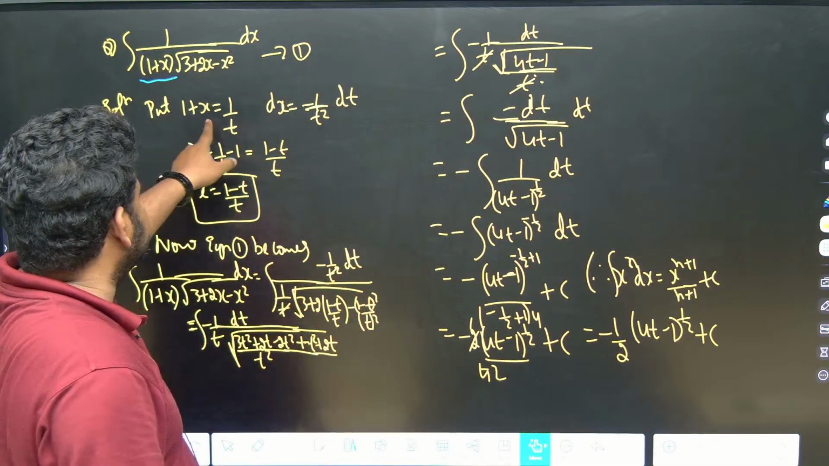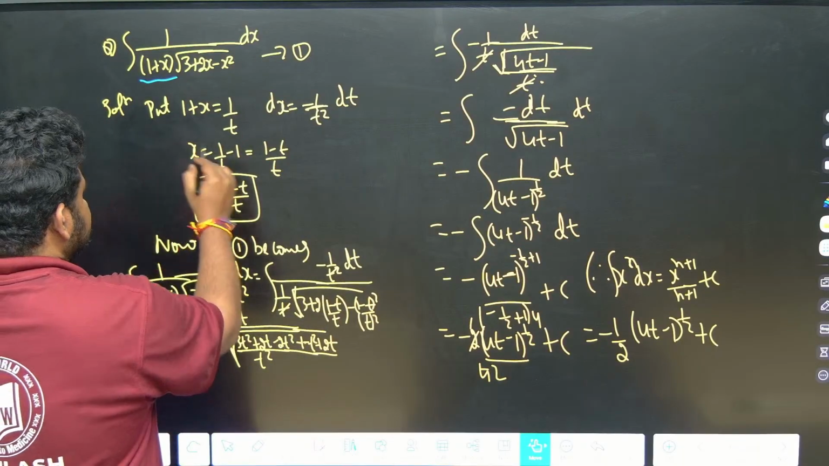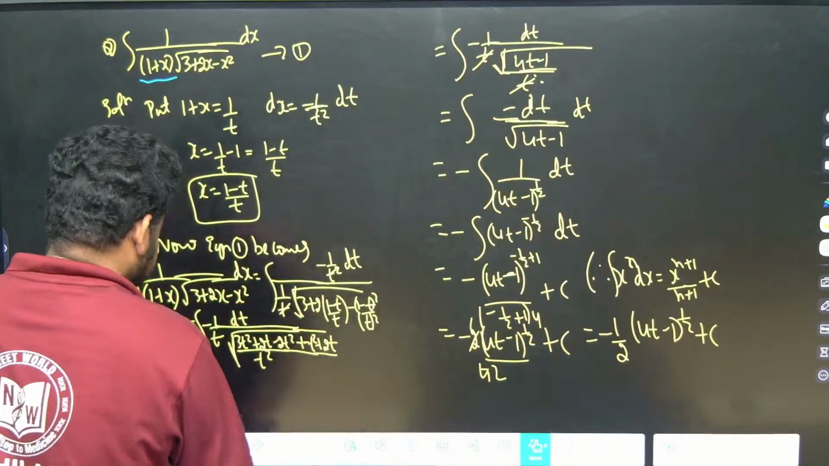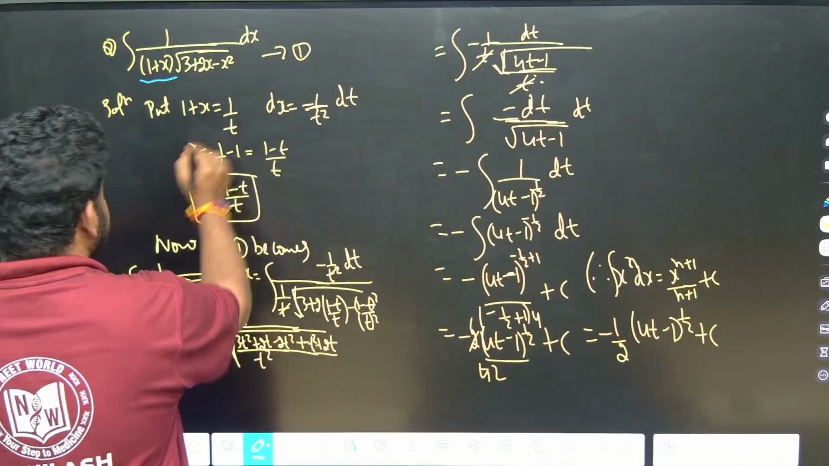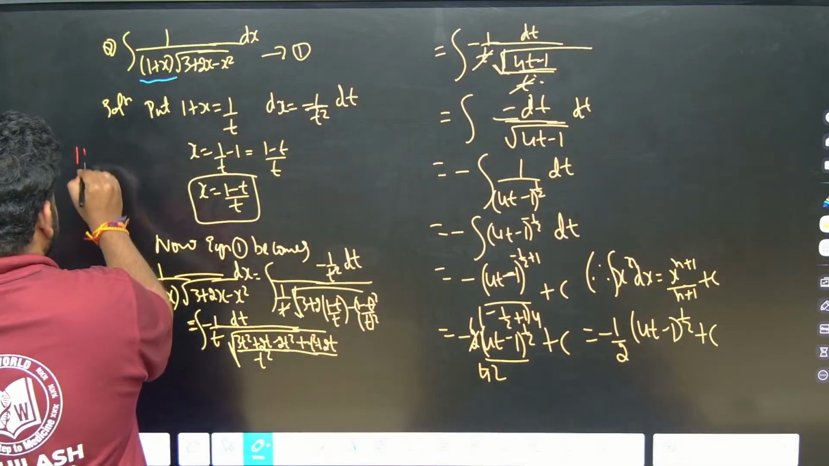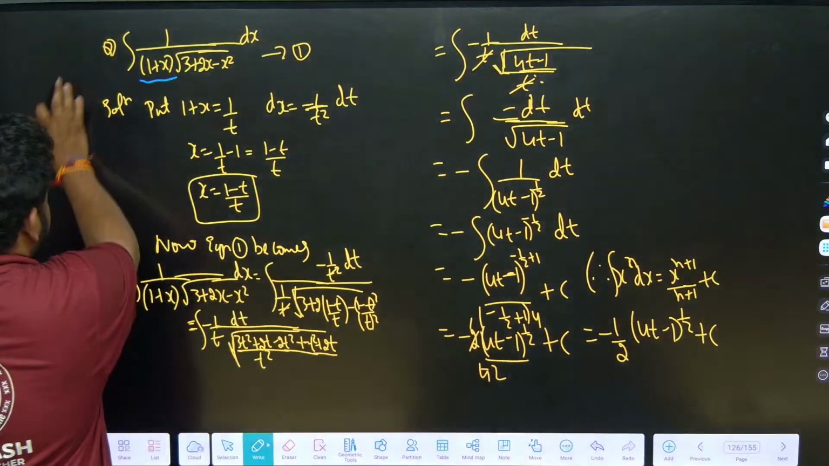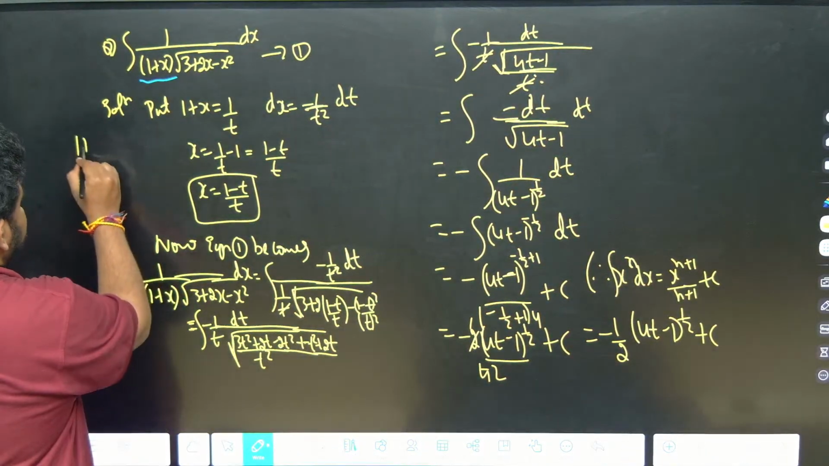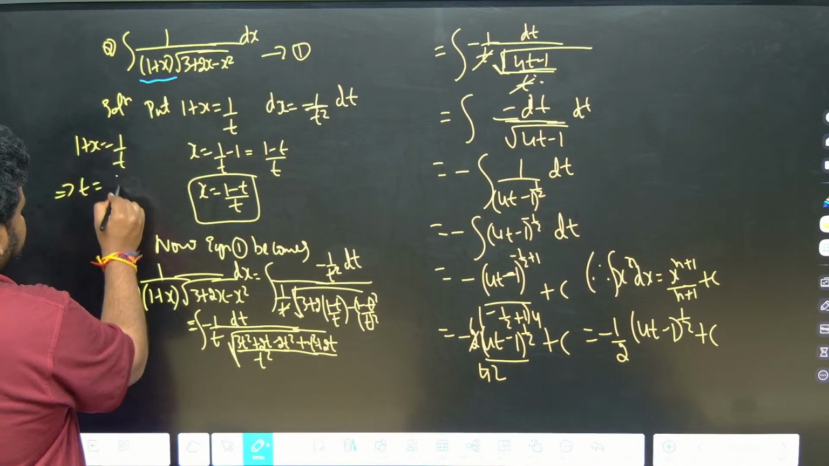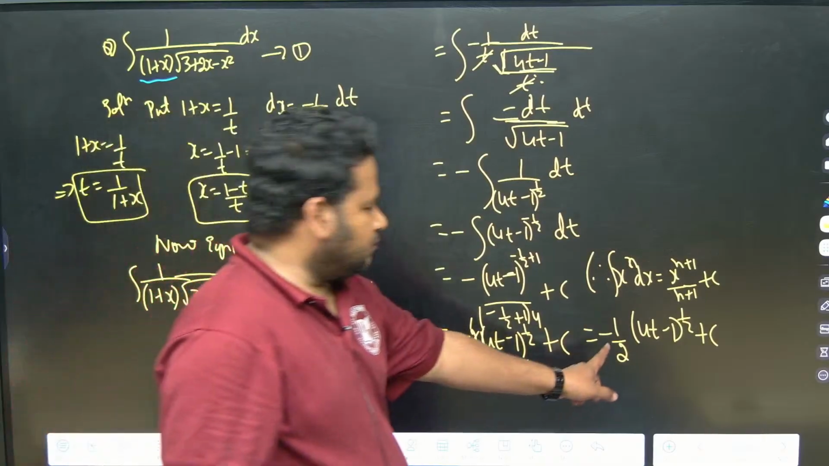So 1 plus x is equal to 1 by t. This implies t is equal to 1 by 1 plus x, correct? So wherever t is there, I can take 1 by 1 plus x.